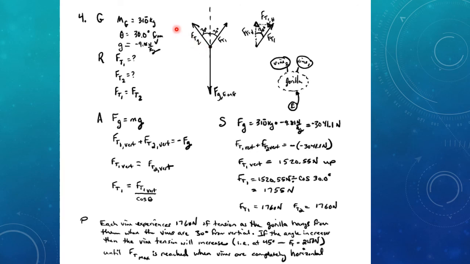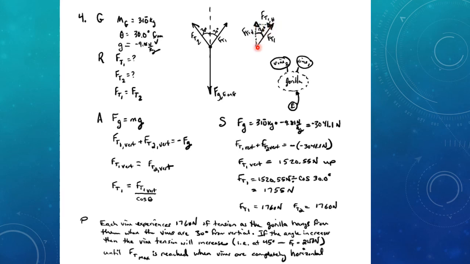Okay, so what do I know? Well, I know the mass of the gorilla, I know the angle, and I know gravity. What are the questions? What's the force of tension in the first vine, the second vine? And I know these two tensions are equal because the angle is the same. Here is just looking at the force of tension 1. Here's the vertical tension. Here's the horizontal tension.